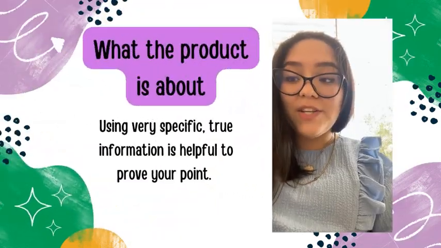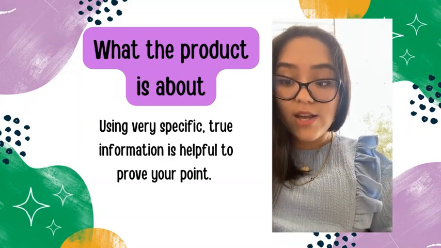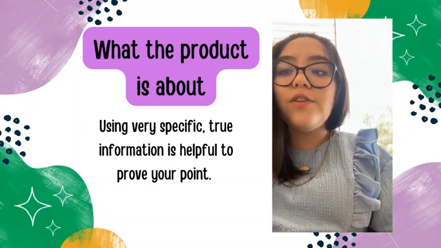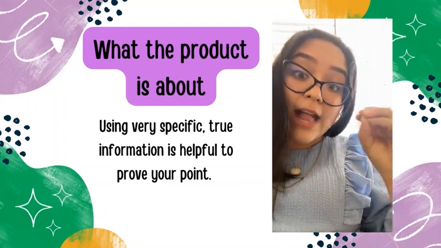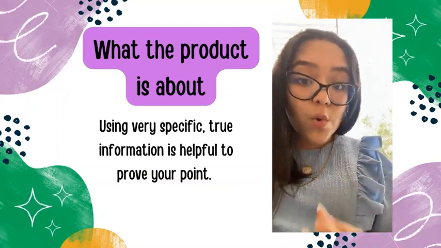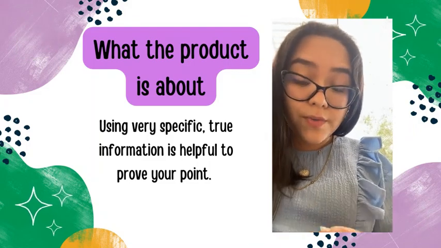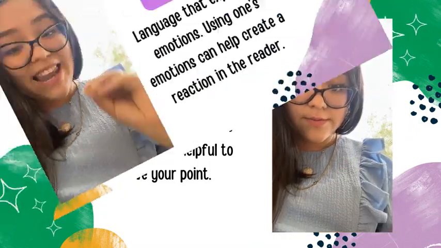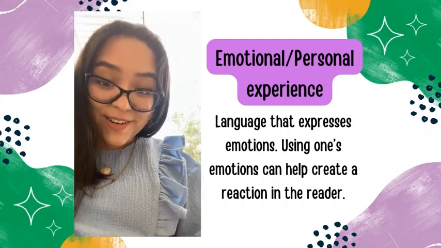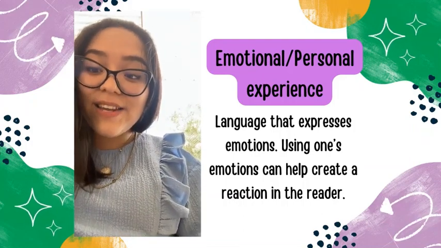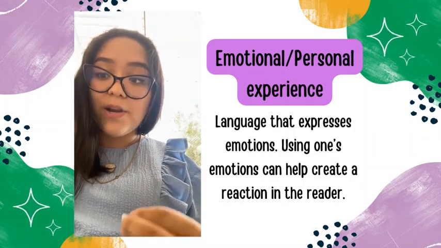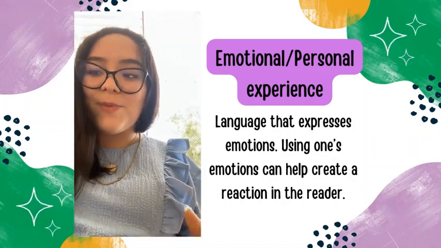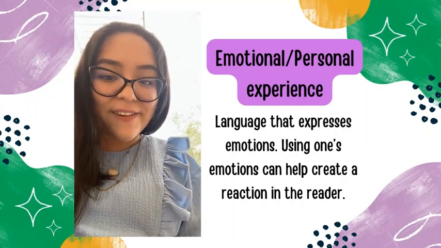We have the explanation about what the product is about. In this part, we are going to use very specific information that is going to be very important and helpful for them to understand what your product is about and to prove that your product works. The last one is the emotional personal experience, and this one is related to making a connection, using language to express emotions, and using one's emotions can help create a reaction in the reader.